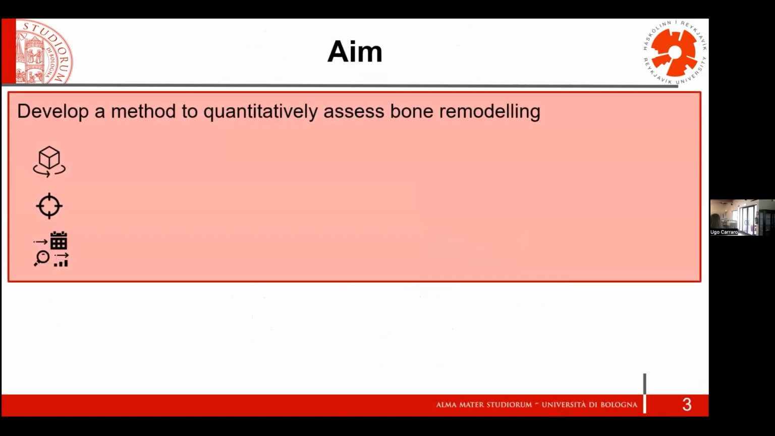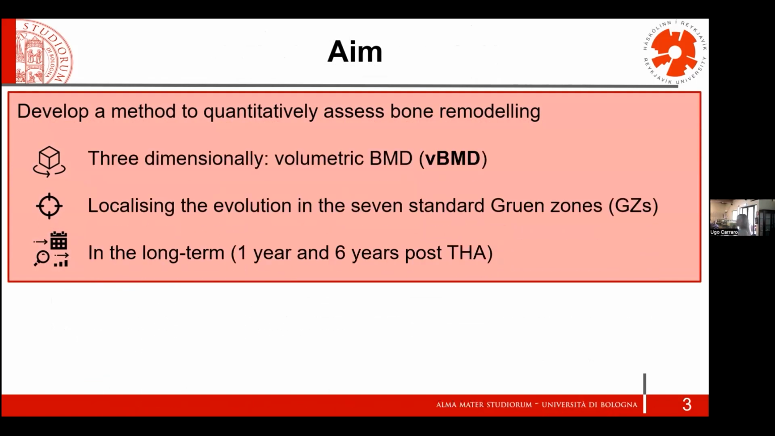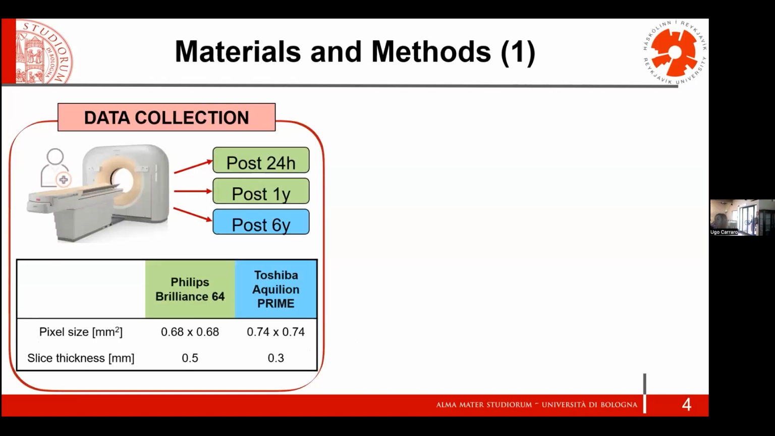So the aim of my work was to develop a methodology to assess in a quantitative way how bone remodels in a 3D way, by localizing the evolution in the 7 standard Gruen zones. We're going to see later what that means. And in the long term, so 1 year and 6 years after the operation. To reach this goal, CT scans from a longitudinal study were used to assess the bone mineral density evolution throughout the years. So the first step was the data collection.